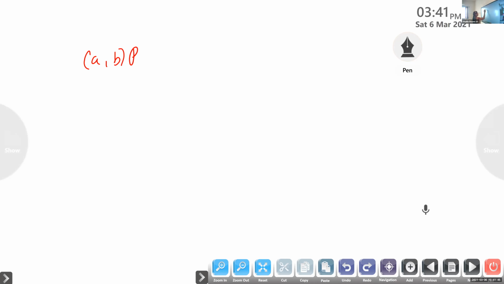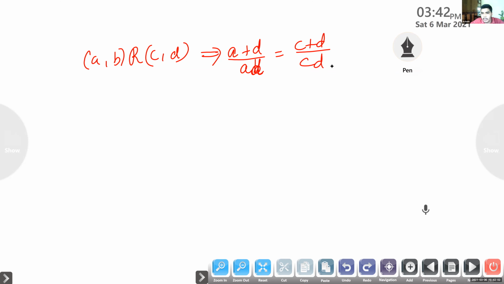(A, B) is related to (C, D) implies A plus D by AD is equal to B plus C by BC. You have to prove this is an equivalence relation. Prove that this is an equivalence relation.